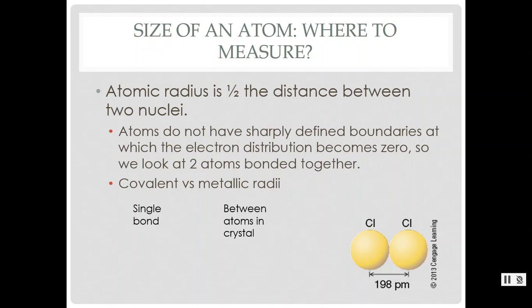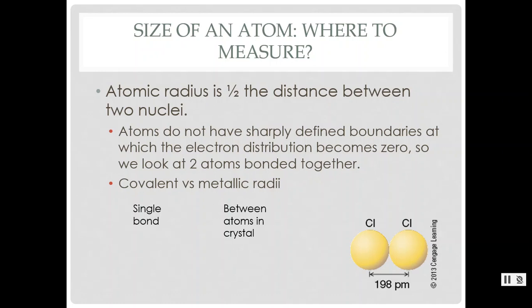When we talk about an atom's size, it's a little bit tricky because, as we learned in the previous chapter, atoms don't have sharply defined boundaries at which the electron distribution becomes zero, because of the orbital shapes. So when the size of an atom is measured, we define it as half the distance between two identical nuclei. Okay, so that's how we define the size of an atom.